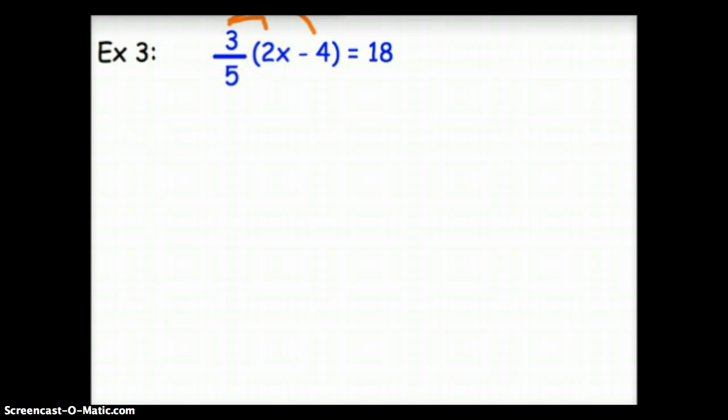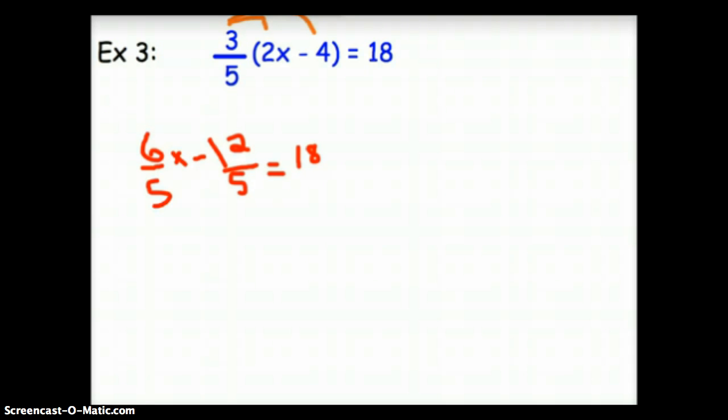So let's see, 3 times 2, that's 6, so that's 6/5 x minus 3 times 4 is 12, 12/5 equals 18. We can either leave those in fraction form or we can go ahead and put them in decimal form. I'm going to go ahead and put them in decimal form just because it makes it a little easier typing wise.